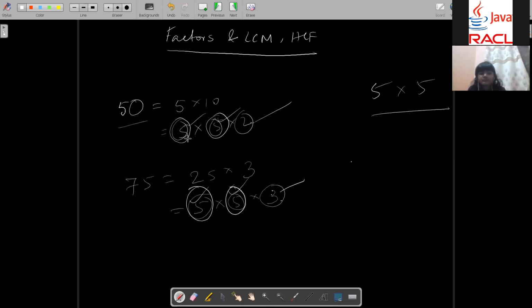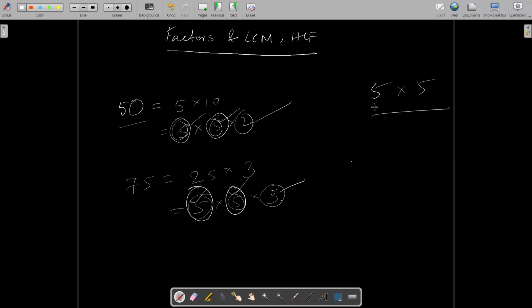So this 5 and this 5 are common, but these 2 and 3 are not, right? So we can say 5 into 5 is the highest common factor. That means 25 is the highest common factor. Obviously, if we divide by 25, it will give 2. And the irony is this 2 is actually this 2. If we divide by 25, it will come 3. This 3 is actually this 3. Why is it so? You can ask.